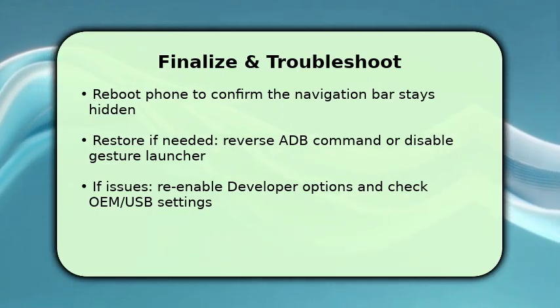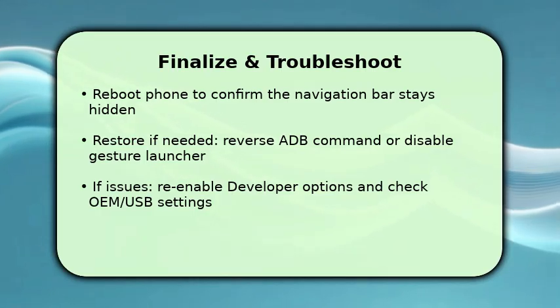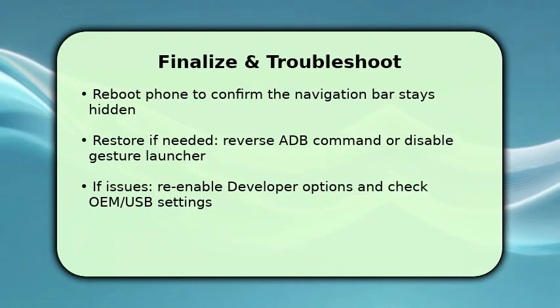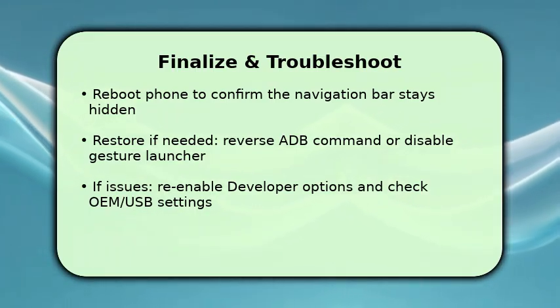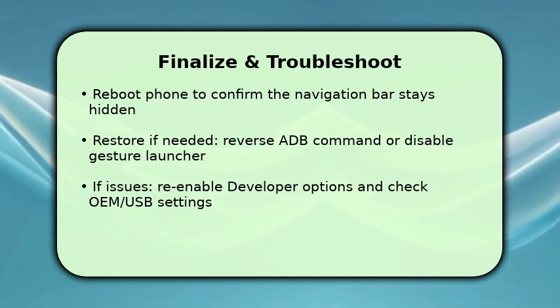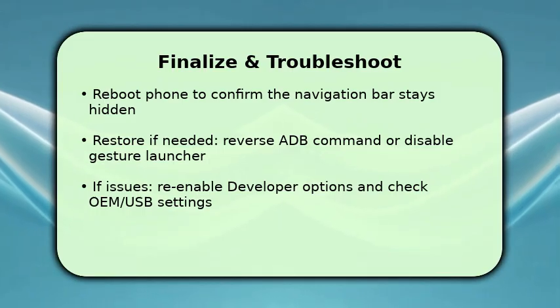If something goes wrong, return to developer options, confirm USB debugging and OEM toggles, and reconnect to ADB to diagnose errors. One key troubleshooting tip: if gestures break, clear the launcher's defaults or reinstall the system UI tweak to restore normal navigation quickly.